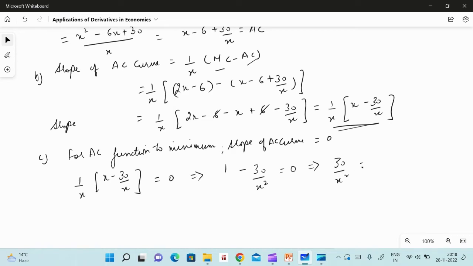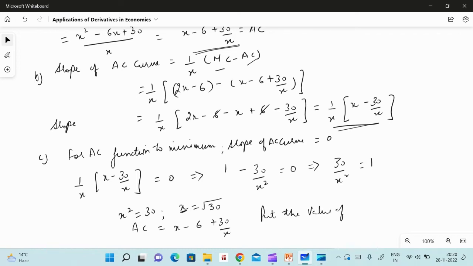Moving to the next step, 30 upon x square is equal to 1. So x square is equal to 30, and the value of x is equal to root of 30. Clear? And we know that average cost is equal to x minus 6 plus 30 upon x, this is the value of average cost. Now I will put the value of x in the average cost equation.